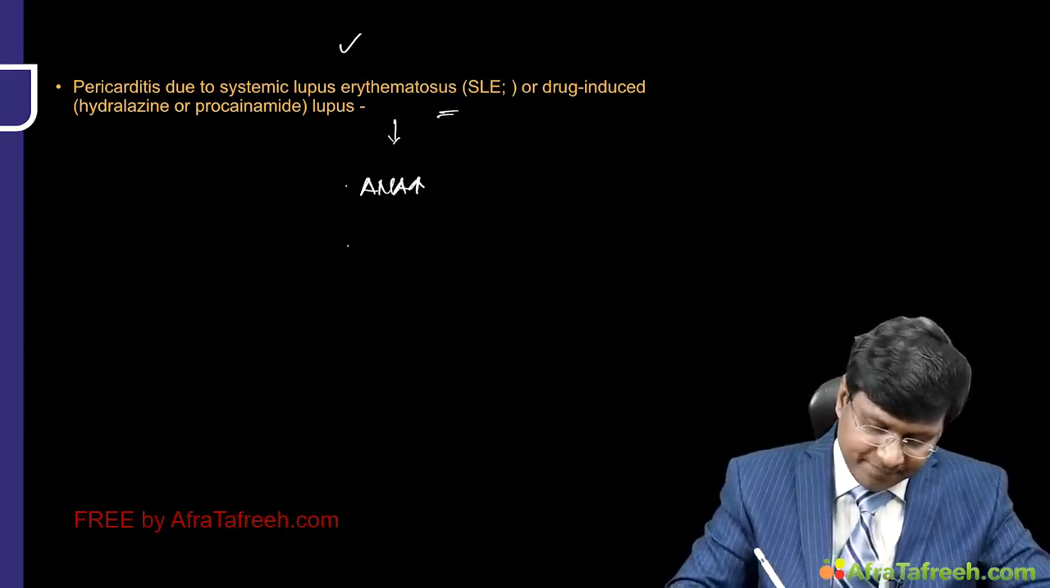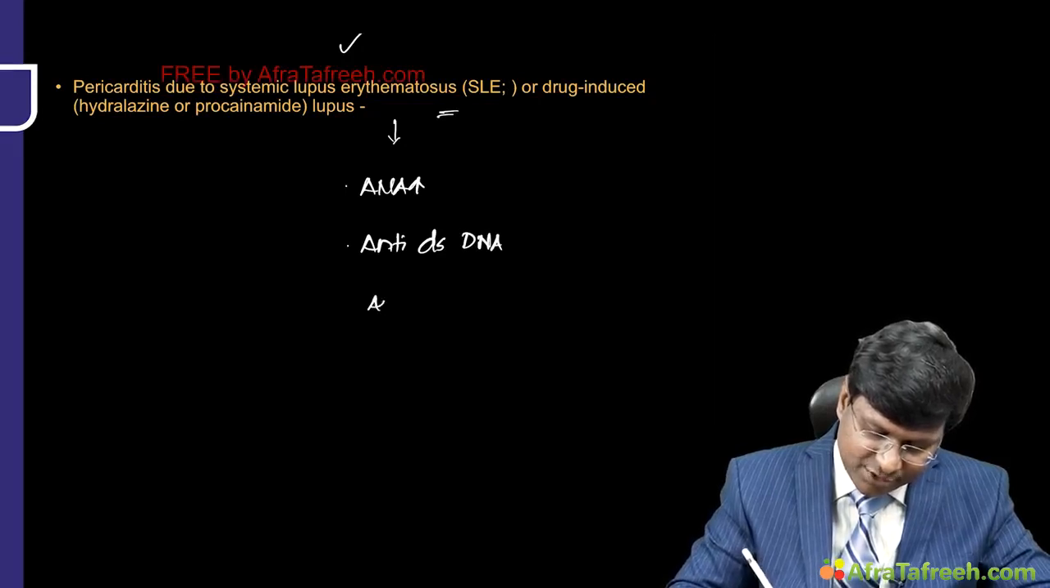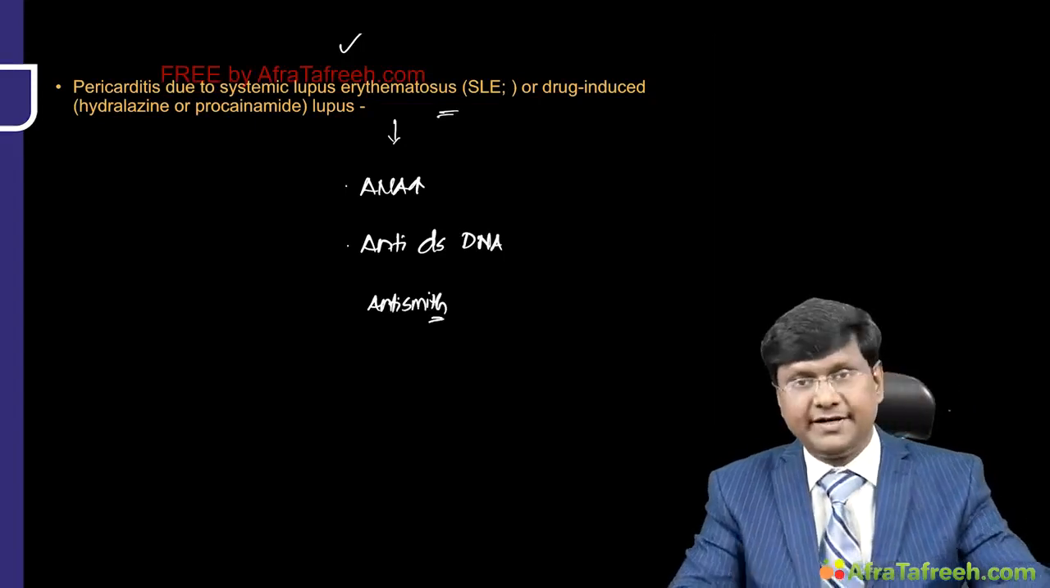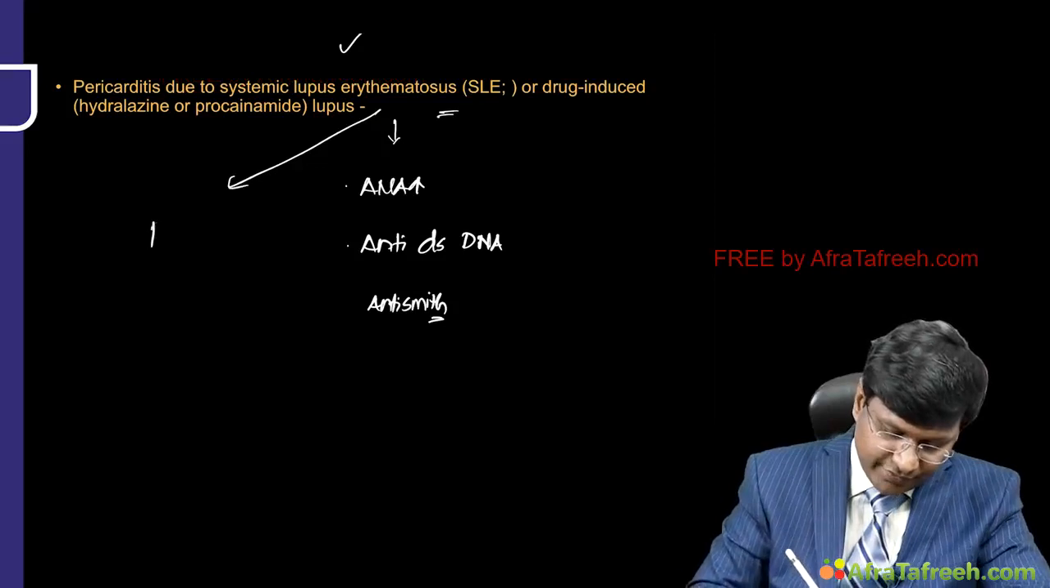And not only that, in patients with SLE, the anti-dsDNA, that is double-stranded DNA, as well as the anti-Smith antibodies will be elevated. Then how do you treat? If it is SLE-induced pericarditis, you need to give corticosteroids, and that particular corticosteroid that you will be giving is prednisolone.